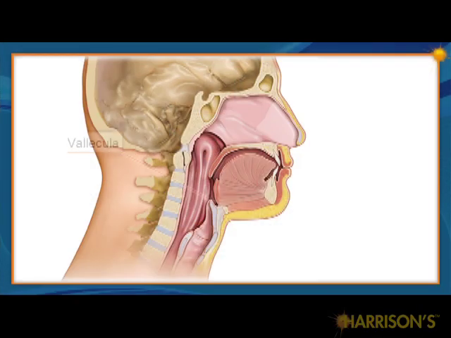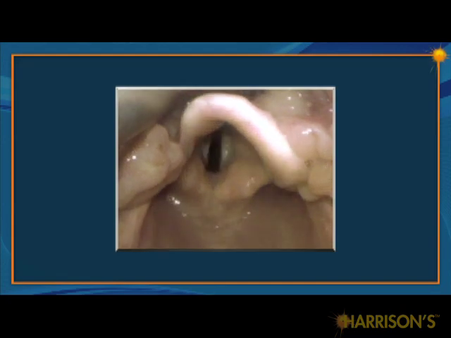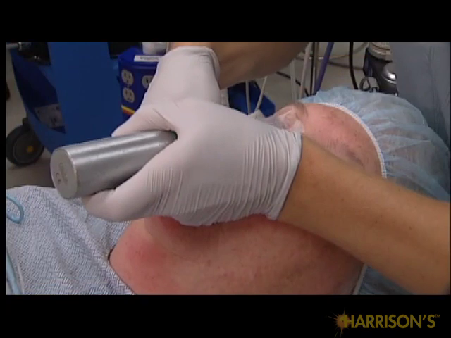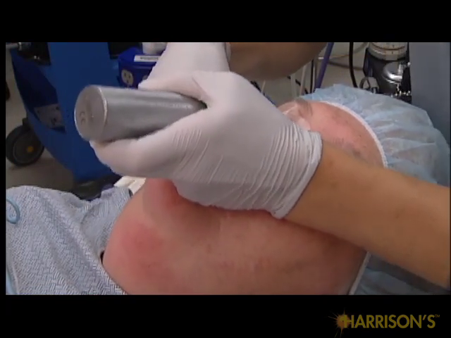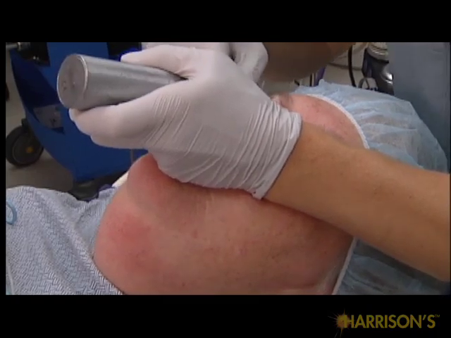The goal is to place the curved blade in the vallecula, the depression between the epiglottis and the tongue, and if it is in the correct position, you will see two white vocal cords under the tip of the pink curved epiglottis. If the cords are not visible, the laryngoscope may need to be inserted more deeply or pulled back slowly to a more shallow location.